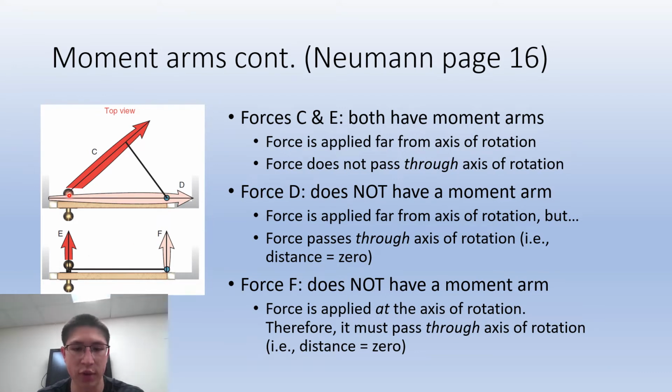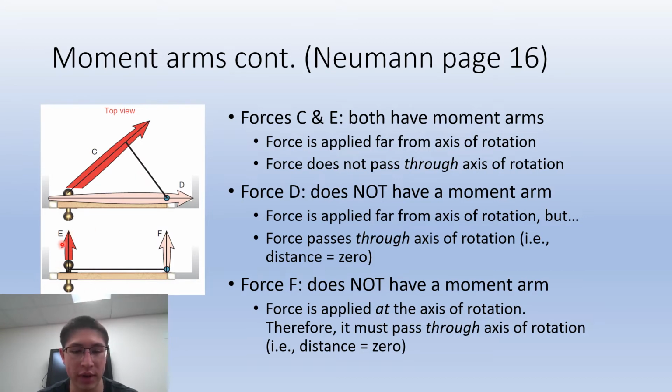With C here, you can see that the force is applied way out at the door handle, and it's applied in a direction that's diagonal to the door. So here's the line of force right here, and here's the center of rotation. There's a distance between the axis of rotation and the line of force. That's this black line right here. Since there is a distance there, that's our moment arm.